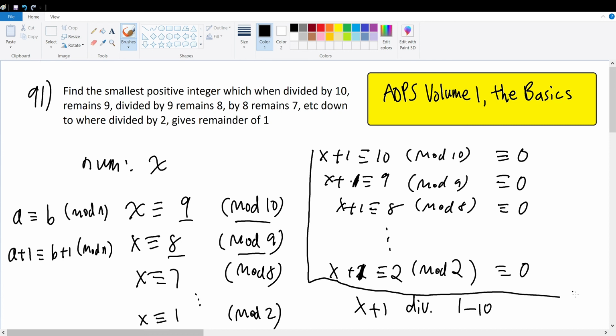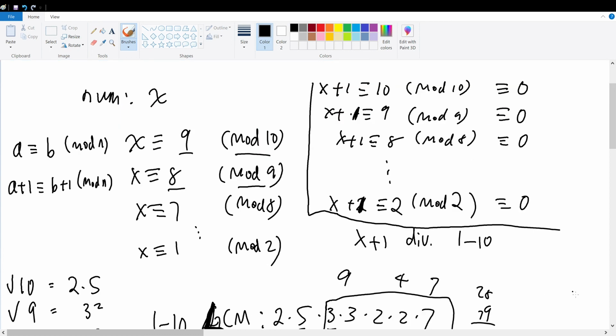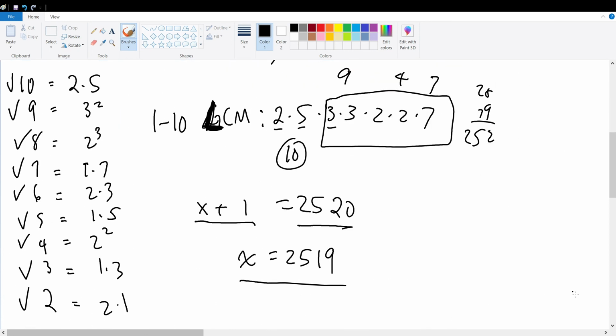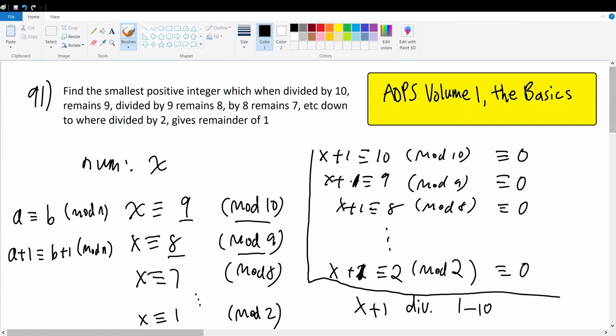X plus 1 is congruent to 10 mod 10, meaning that it must be divisible by 10. X plus 1 is congruent to 9 mod 9, meaning it must be divisible by 9. So this just is a basic modular understanding that it has to be divisible by all 10 numbers. Hence, I can say to do what I just did with the prime factorization, finding the least common multiple, and finding x to be 2,519. Nonetheless, that's the solution to this infamous question.